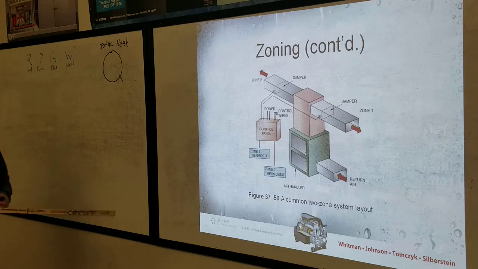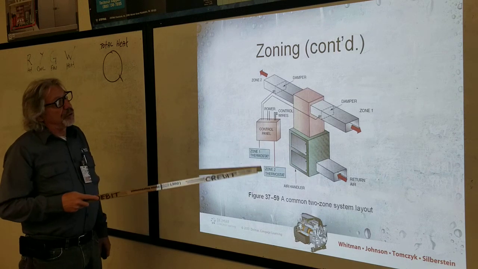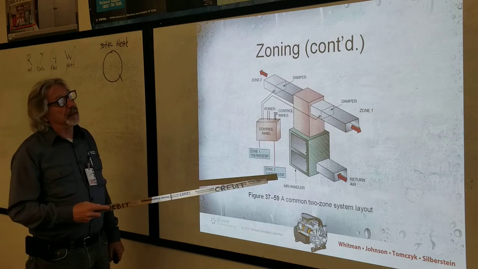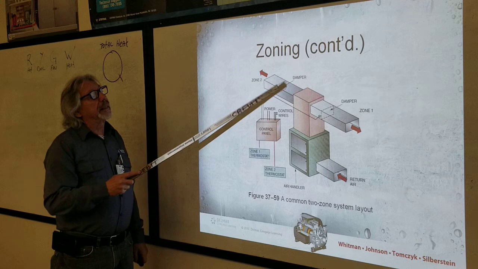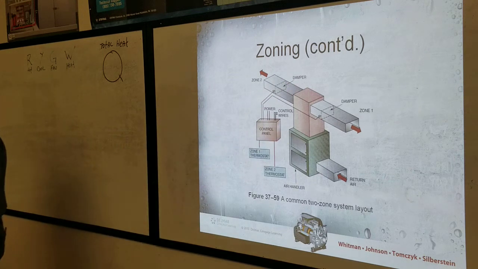Here's a zoning cartoon. Zones have control panels, and they have different thermostats for each zone. Each thermostat controls a damper. See that? That's pretty simple there. It gets pretty complicated when you get into commercial.